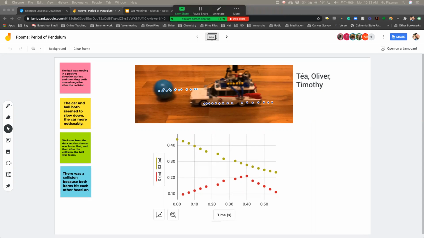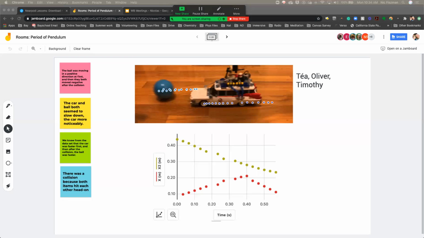We know from the data set that the car was faster first, so it's traveling at a faster speed, and then the ball was faster after the collision. You can see from the dots that it had bigger displacements from the motion map. So the red dot is which object? The red dot is the ball, and the green dot is the car.